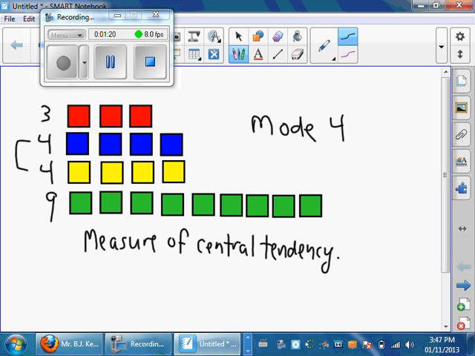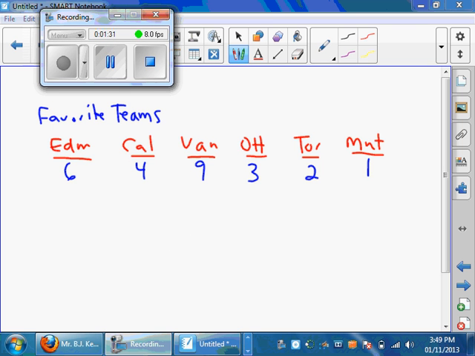That is all that we do when we're looking at mode: we look at the most common repeating number. Now, that doesn't mean that there's going to be a mode in every single set of data, and I'll show you in the next example. Let's take a look at this set of data. We asked the students in this class who their favorite Canadian hockey team was, and this is the number of students that reported for each team. 6 of the students said Edmonton was their favorite team, 4 said Calgary, 9 said Vancouver, 3 said Ottawa, 2 said Toronto, and 1 said Montreal.